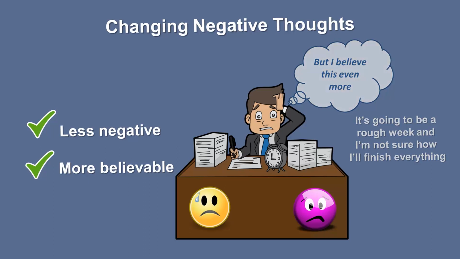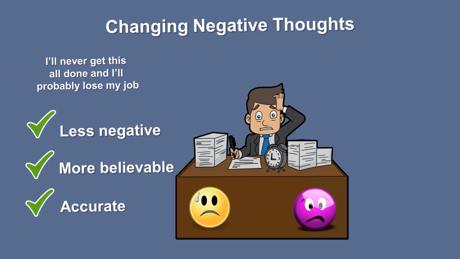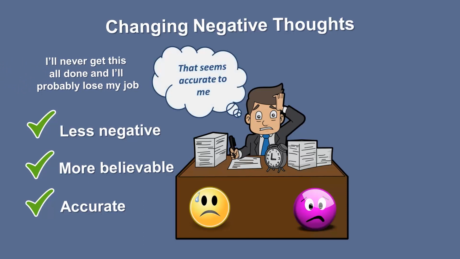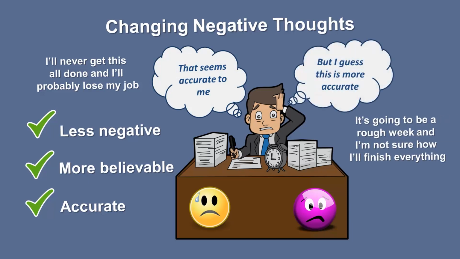And in order for us to be able to believe the new thought, it needs to be accurate. At least as accurate as our original thought. Because even if our original thought is negatively biased, we regard it as being accurate. And so it helps if our new thought can be even more accurate than the original thought, in order for us to be able to convince ourselves that our new thought is more believable than our old thought.